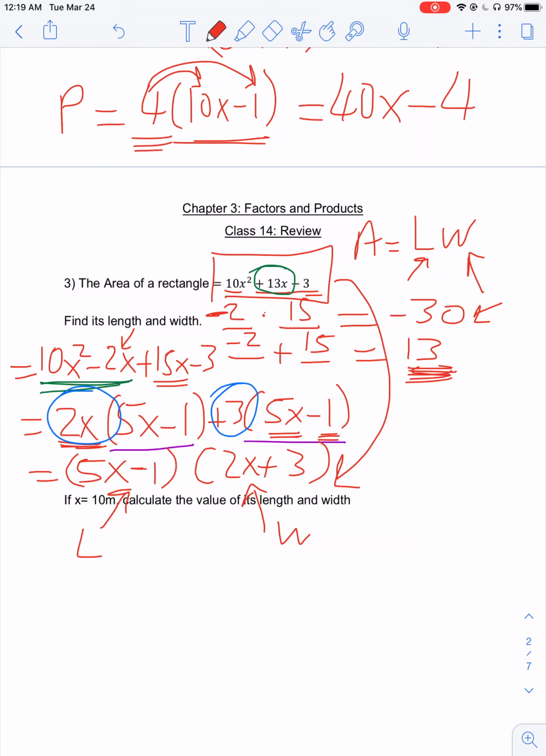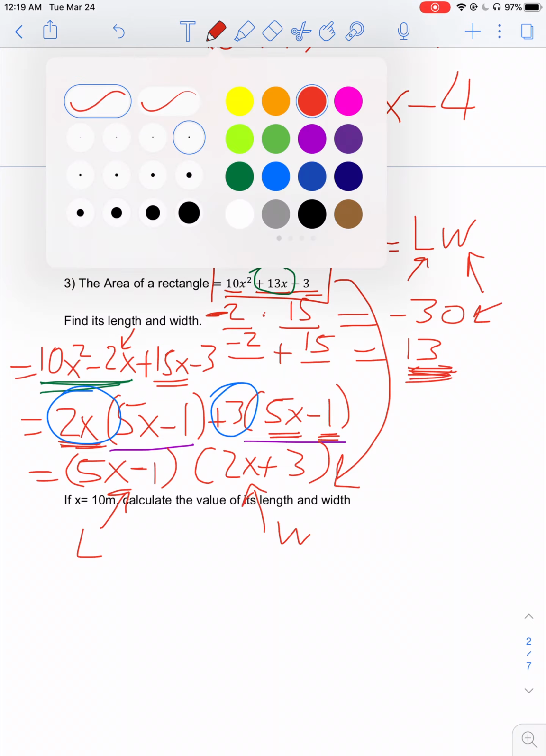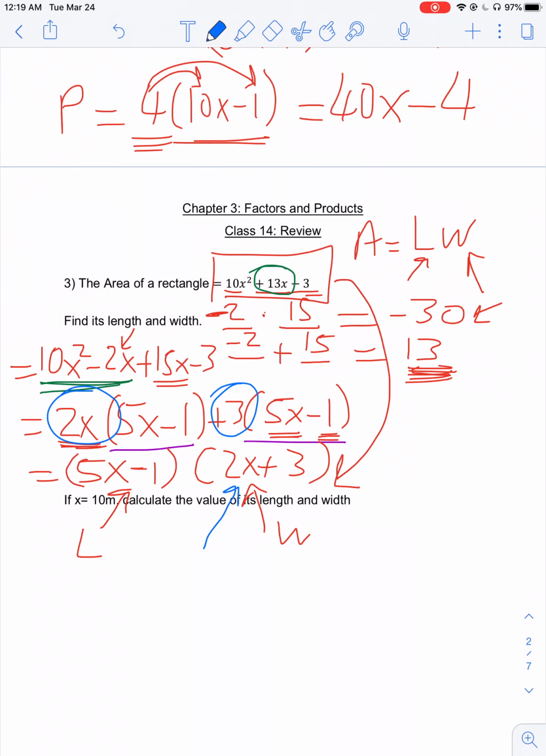Now, it doesn't really matter. If someone chooses this to be their length, then this will have to be their width. So it's just a question of preference. Whichever one you want to pick as your length and width, this will work. So I'm just going to erase this so that we can read the next question.